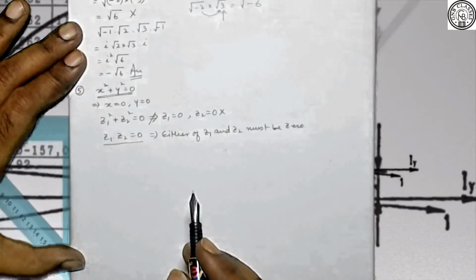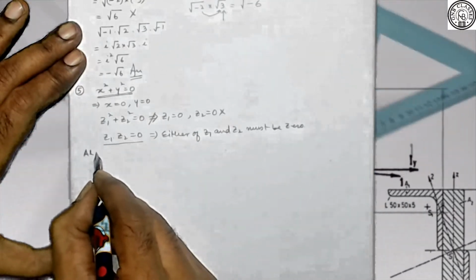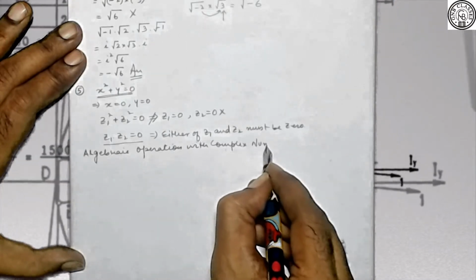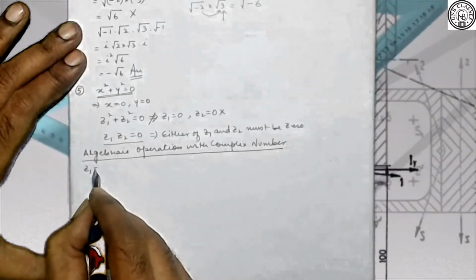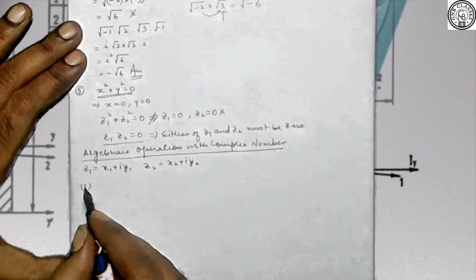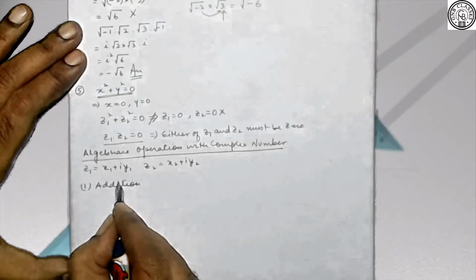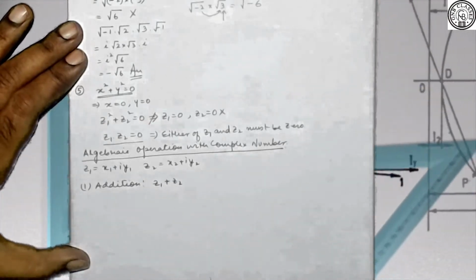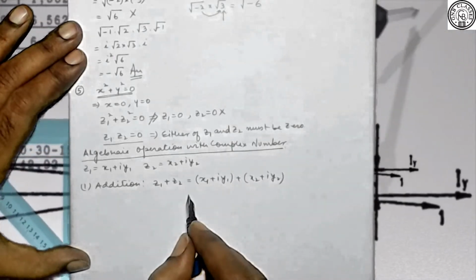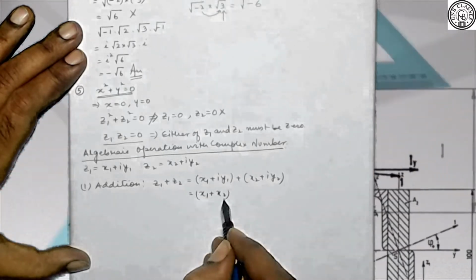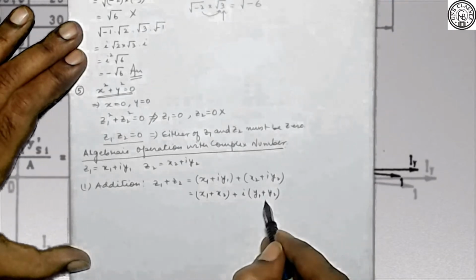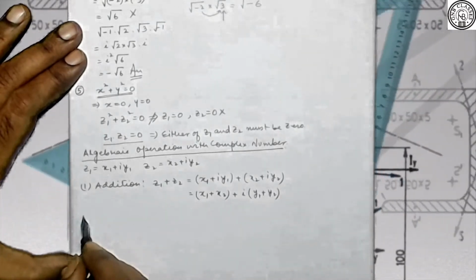Now let us come to algebraic operations with complex numbers. Let us consider two complex numbers, z1 which is x1 plus iota y1 and z2 which is x2 plus iota y2. The first thing that we will do is addition of these two complex numbers, that is z1 plus z2. How do we add two complex numbers? This is x1 plus iota y1, x2 plus iota y2. So in this case, we add the real parts as well as the imaginary parts. Is it clear? We add the real part separately, we add the imaginary part separately. Okay, this is the addition operation.